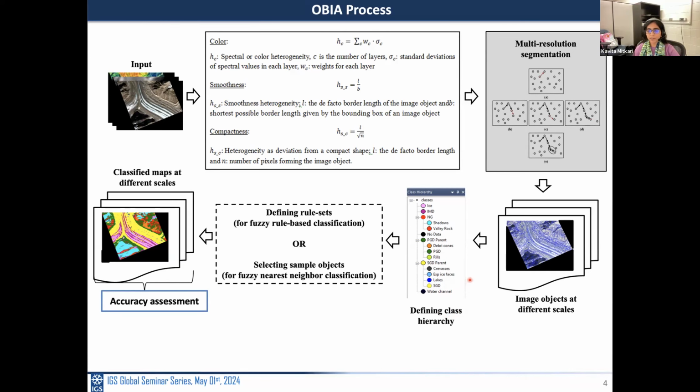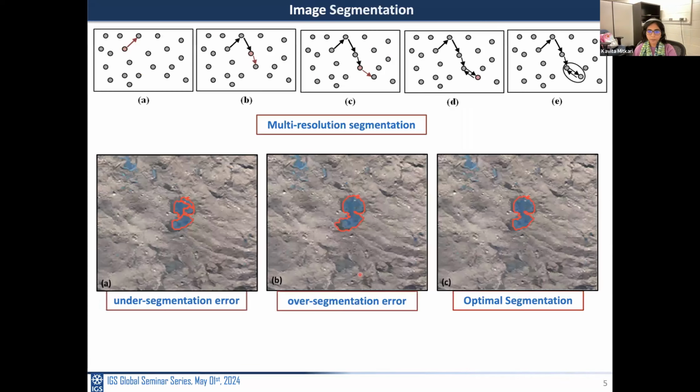Then these features are extracted using classification. It can be done using rule-based classification, or simply using nearest neighborhood classification. Thus, we arrive at a classified map at different scales, followed by the accuracy assessment of the thematic map.